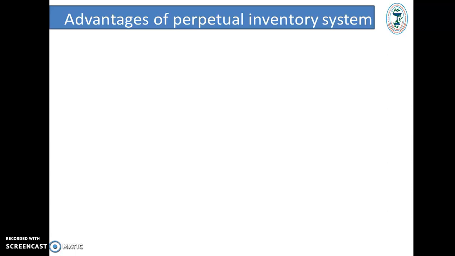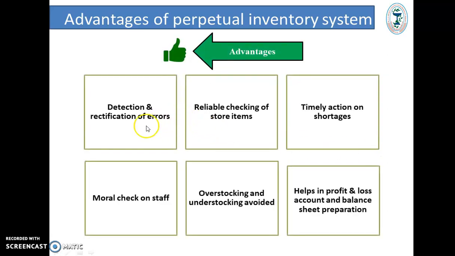Last part, that is advantages of the perpetual inventory system. First, it helps in detection and immediate rectification of errors. If the balance of the bin card and store ledger doesn't match with actual physical verification, then errors can be noted and immediate rectification can be done. Next, it ensures reliable checking of store items. Next, timely action can be taken on shortages.